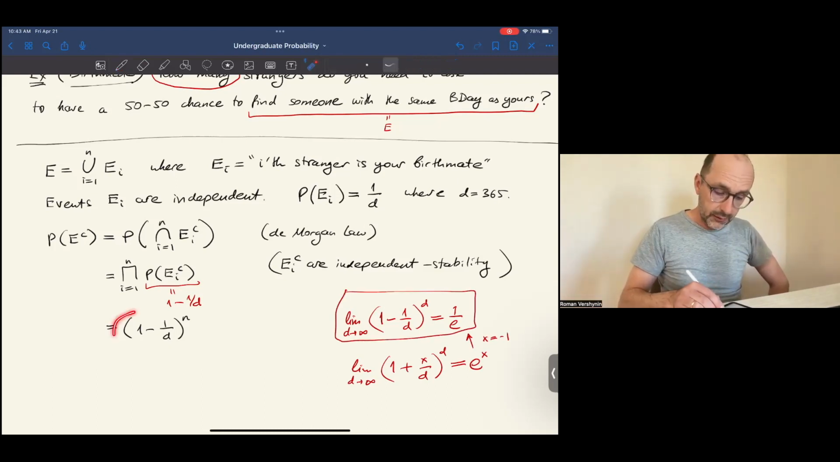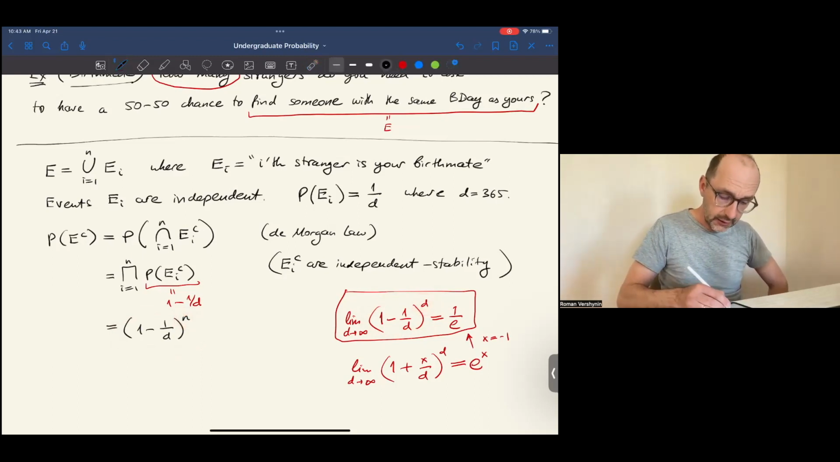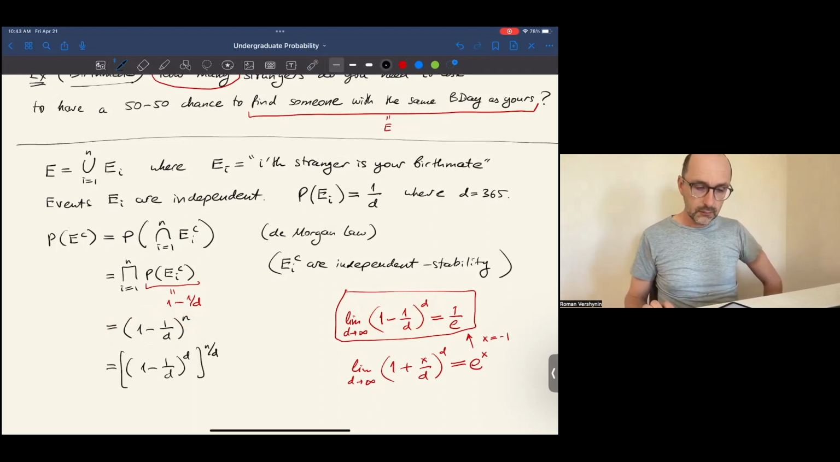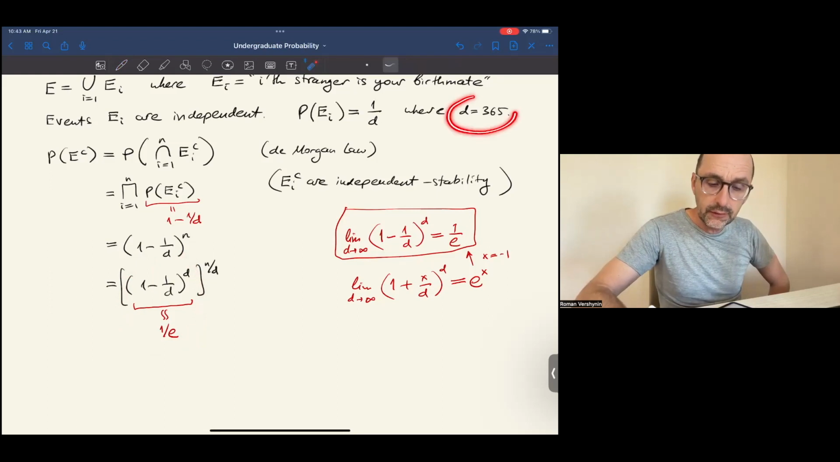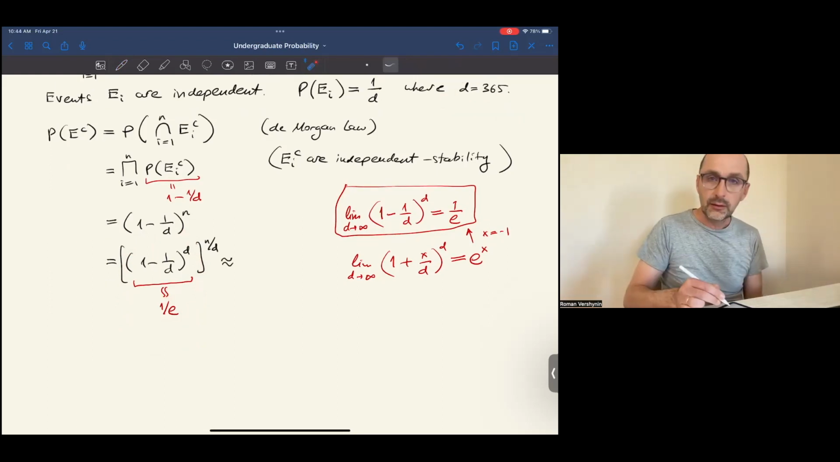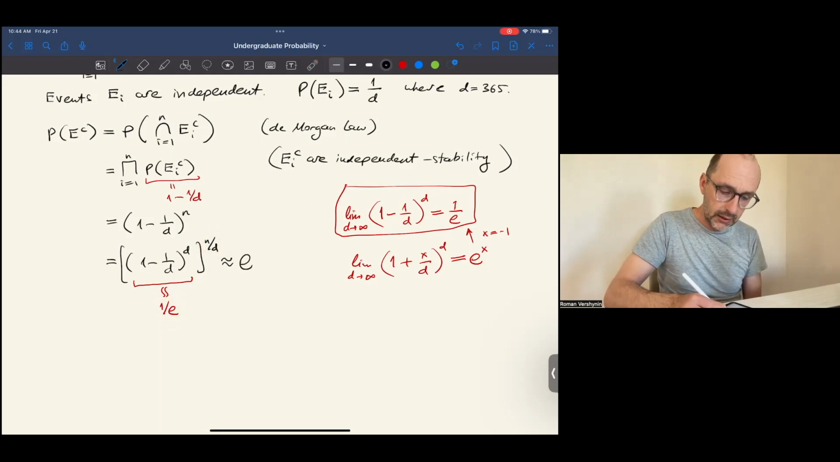So what's the difference between this and this? The exponent is different. We have the exponent n, and here the exponent is d. Let's make the exponent d and correct it, raising it to the power n over d. If d is very large, according to this limit, this expression is close to 1 over e. And remember, d is large. d is just the number of days, 365. So the probability we're computing is approximately 1 over e raised to the power n over d, or in other words, e to the minus n over d.